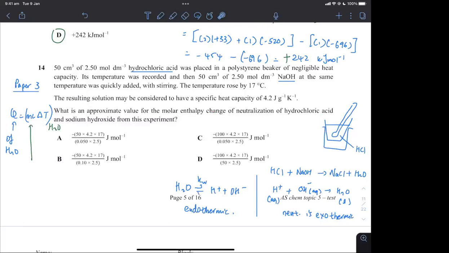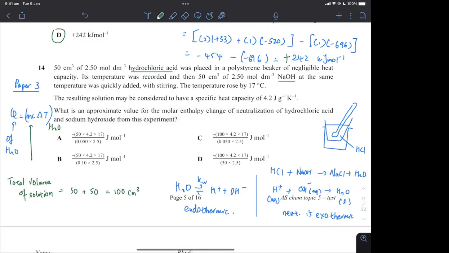Yes. Isa, what is the total volume of solution then when the neutralization happens? So you are mixing two things happening, right? What is the total volume of solution? 100. So this is 50 plus 50. So 50 HCl and 50 NaOH, you get 100 cm3.